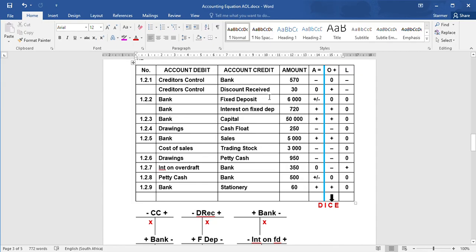Alright, and then in terms of this discount, the creditor's control goes down if you're given discount by your creditor, so that will be a minus under L, and discount received is income. If you receive discount, the worth of the business goes up because you've earned income. Nothing happens to your assets. Now check. On the right of the equal sign, we've added 30 and we've minus 30, which gives us 0. On the left of the equal sign, you've also got 0.